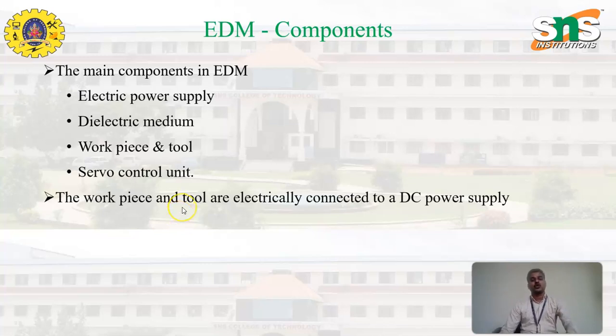The main component of EDM is the electric power supply. Next is the dielectric medium, which is used here. Next is the workpiece and the tool, which removes particular parts from the main object. Then the servo controlled unit. The workpiece and the tool are electrically connected to the DC power supply. These components are very important in the EDM machine.